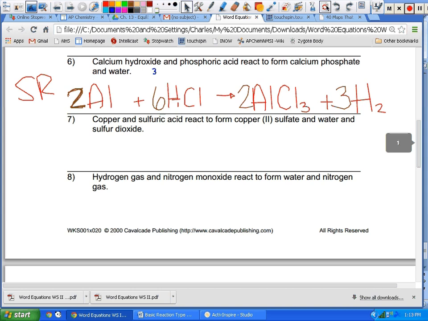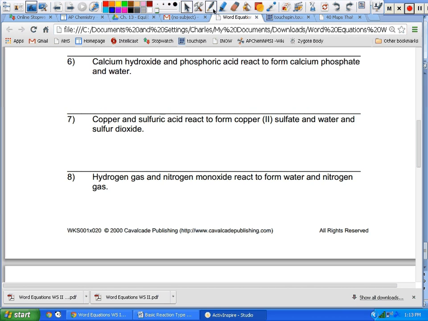Now, calcium hydroxide. Ca(OH)2. How in the world did I know that was Ca(OH)2 and not just CaOH? Calcium is a 2+. Very good. OH is a what? 1 negative. Okay. Right here if you're finished.